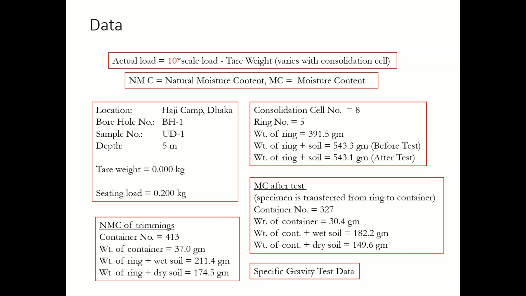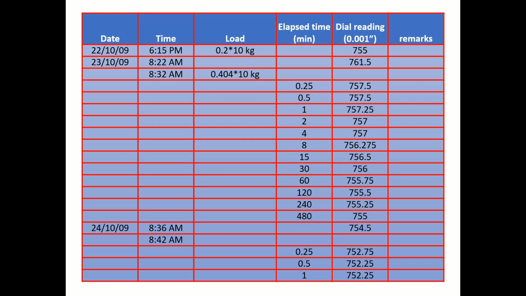You have to take the weight of the ring and soil before and after the test. Natural moisture content is determined before testing, and after the completion of the test you have to again measure the moisture content. Then the specific gravity of the soil sample will also be determined according to experiment 2. This is the datasheet. Deformation dial reading has been recorded at regular intervals.